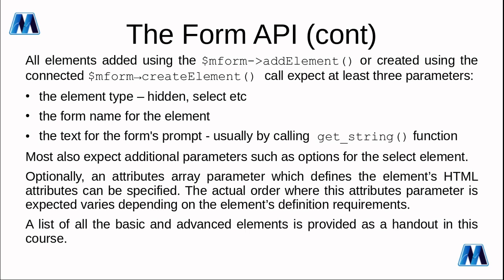So the element type, whether it's hidden, select, text, etc., the form name for the element, and the text for the element's prompt or the label. So the text for the label, and that's usually done by calling the getString function. Most also expect additional parameters, obviously, such as options for a select element.